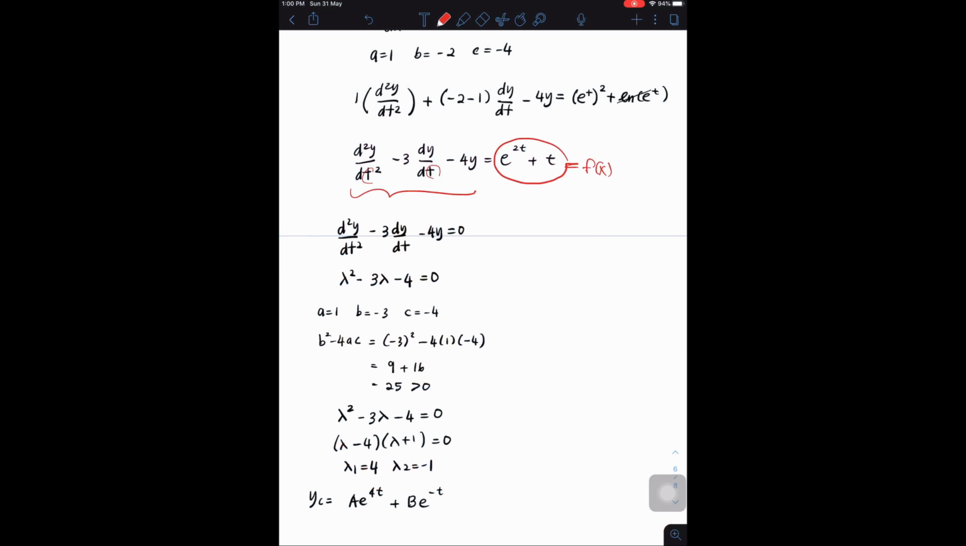Now let's solve our f(x). But the problem here, as you can see, is that we have two f(x). The first one is e to the t, and the second one is t. So I want you to separate it into f1(x) and f2(x). We will use f1(x) to find yp1, and we will use f2(x) to find yp2. Then our yp will be yp1 plus yp2.